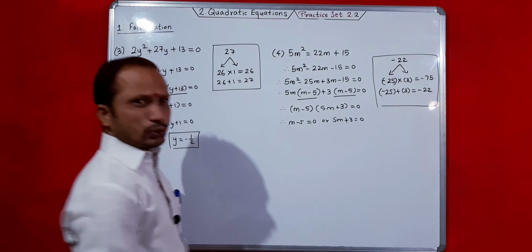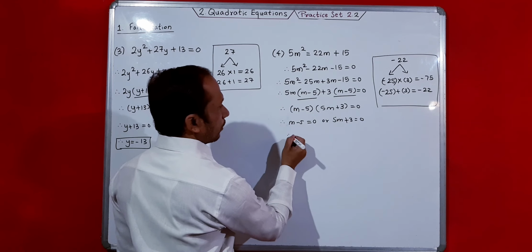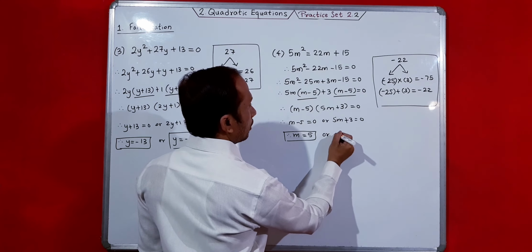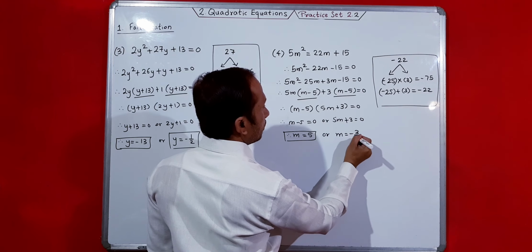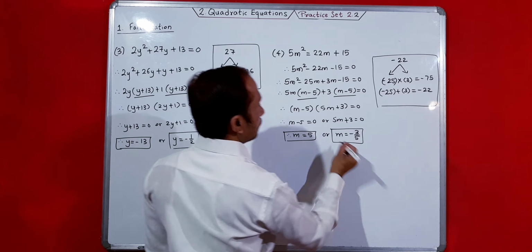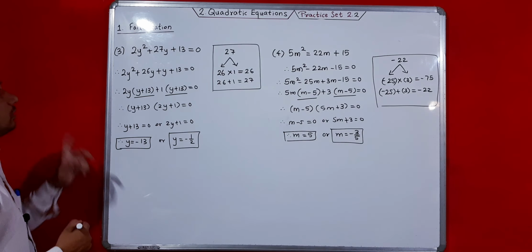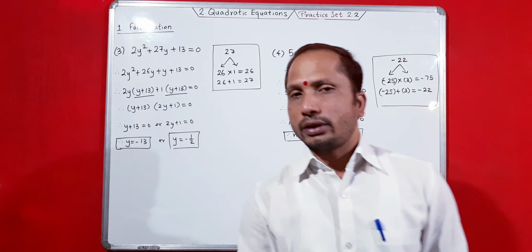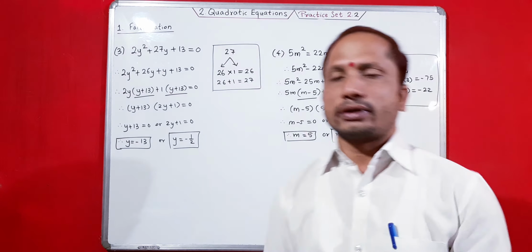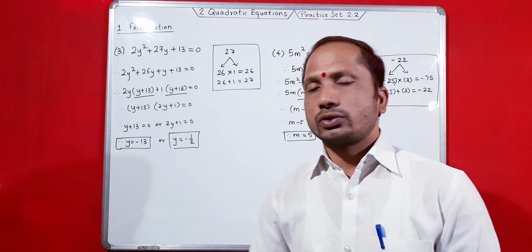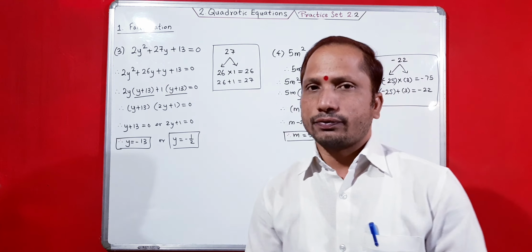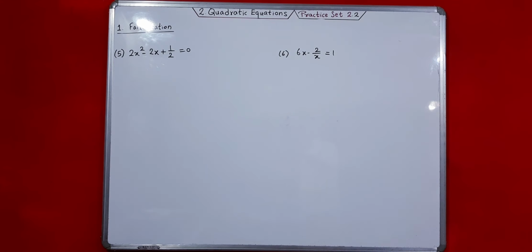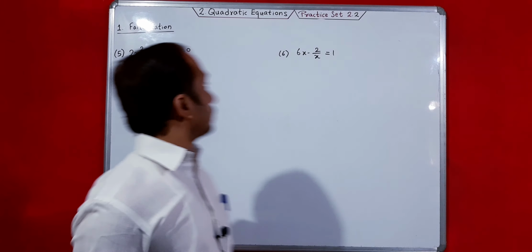Okay, just do the factorization, it is very easy actually. Therefore m is equal to 5, or m is equal to minus 3 by 5. Okay, so these are the factors. Okay, so this is equation number 3 and this is equation number 4 of the practice set 2.2 quadratic equation. The method name is factorization. So right now we are going to solve the next equation, equation number 5 and equation number 6.